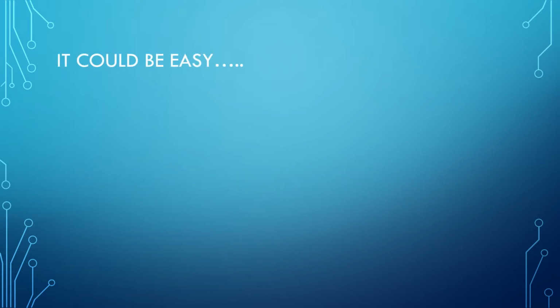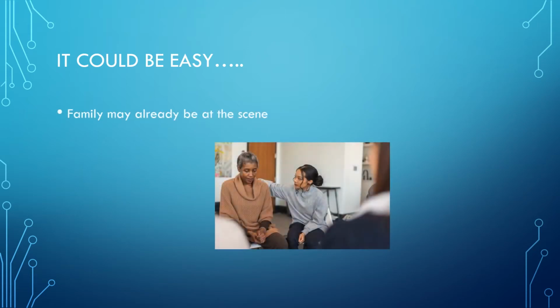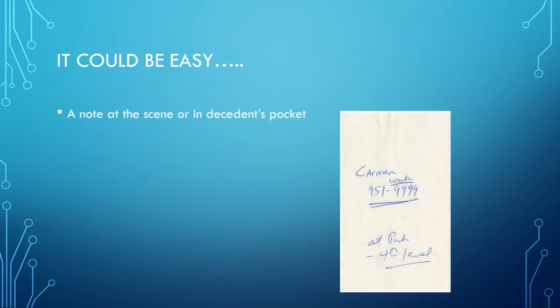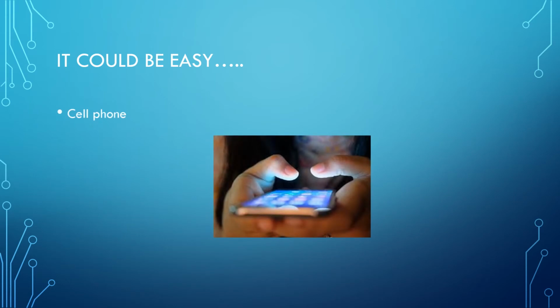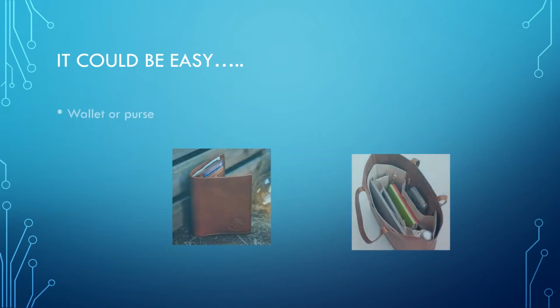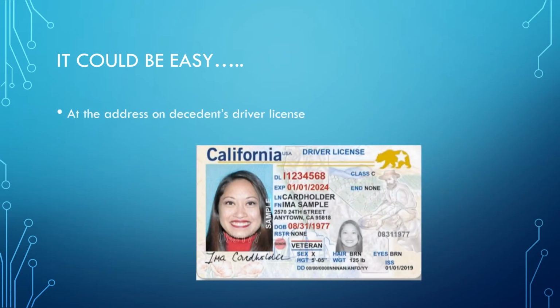It could be very easy to locate the next of kin present at the scene, or an emergency contact with an emergency contact number on it, maybe somewhere at the scene or in the decedent's pocket. That could be found on a cell phone, purse. Family could be found at the address located on the driver's license of the decedent.